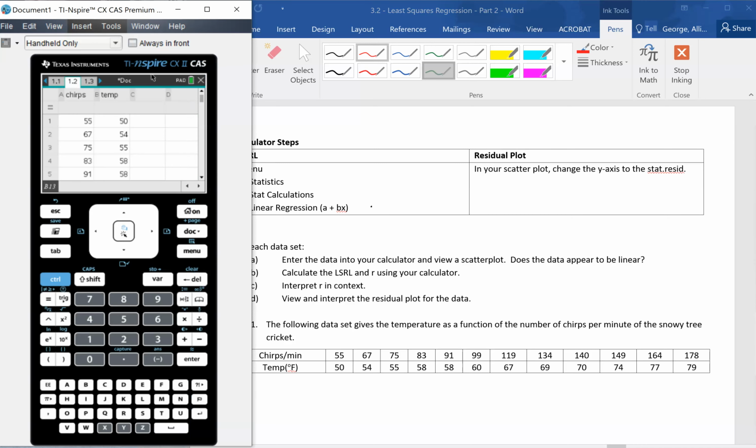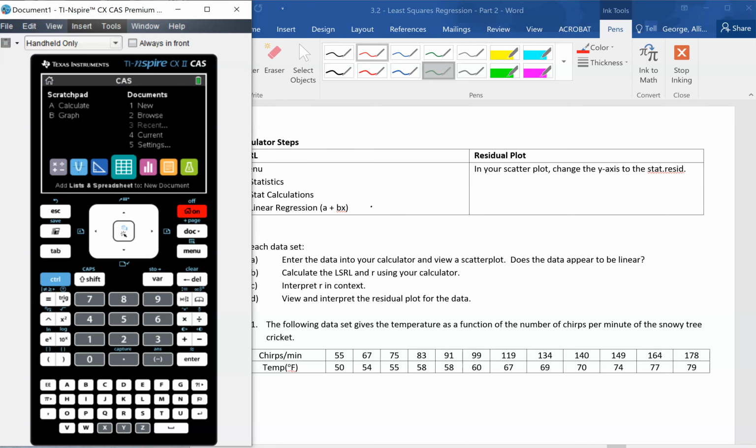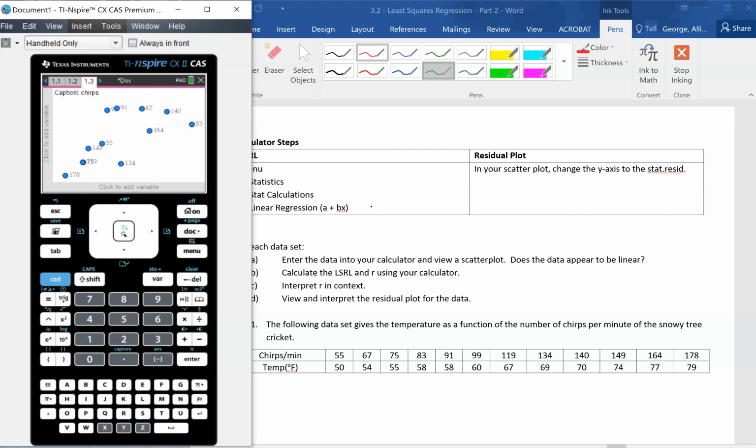All right, I want to look at my scatter plot. So to do that, I'm going to hit my little house, and then I'm going to tap the graph icon. And so it gives me this, and now I need to go in and tell it what goes on the x-axis and what goes on the y-axis. So my x-axis was chirps, and then my y-axis was temperature.